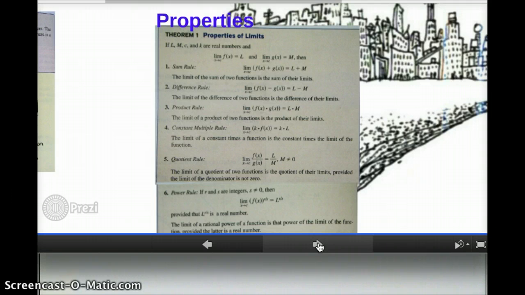Pause the video here to copy these down. I know it's a lot of writing. It's essential that you learn to understand what these words mean, and we'll be using each of these in examples when you hit play.